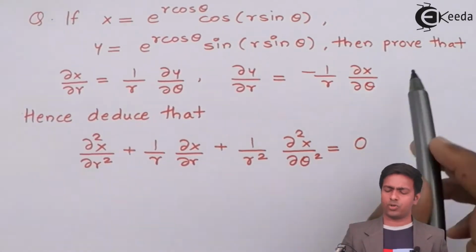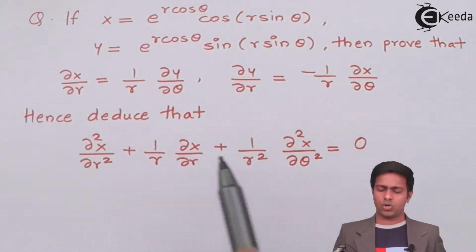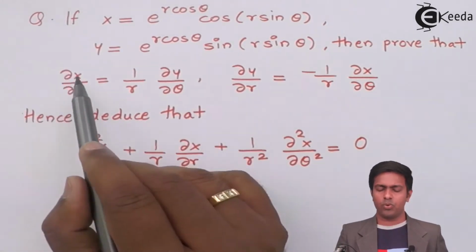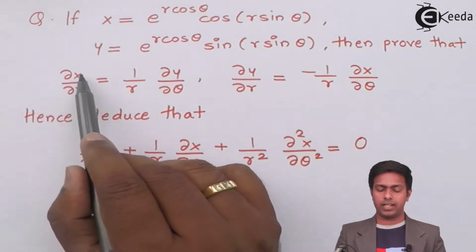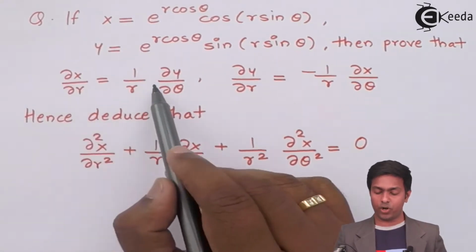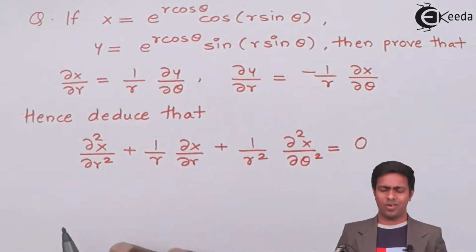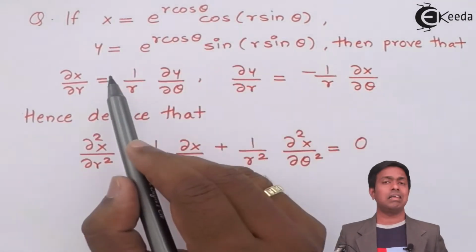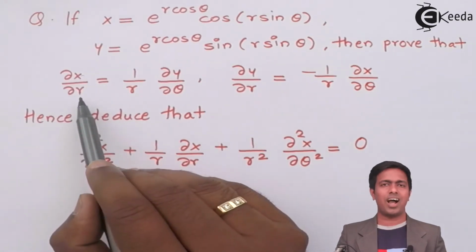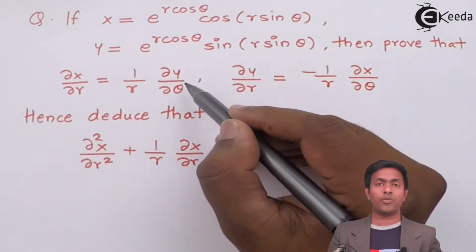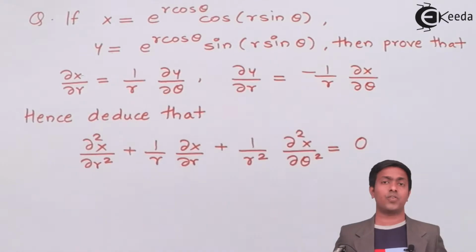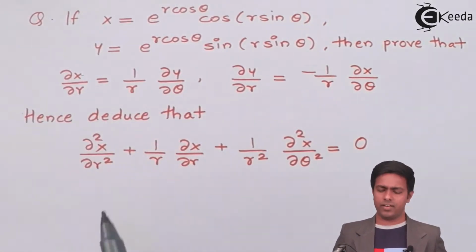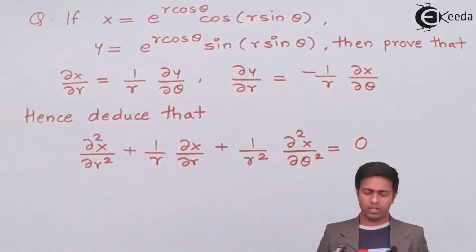First let's focus on the proof, and in that also I'll focus on the first result. So in the first result I have to prove the value of del x by del r is equal to 1 upon r del y by del theta. Now how to get that? So here since x is given as a function of r and theta, I can easily differentiate x with respect to r. Similarly, I can easily differentiate y with respect to theta since y is a function of r and theta. So let's find out these two values, put this result over here, and let's see if we are getting this result or not. So let's start.